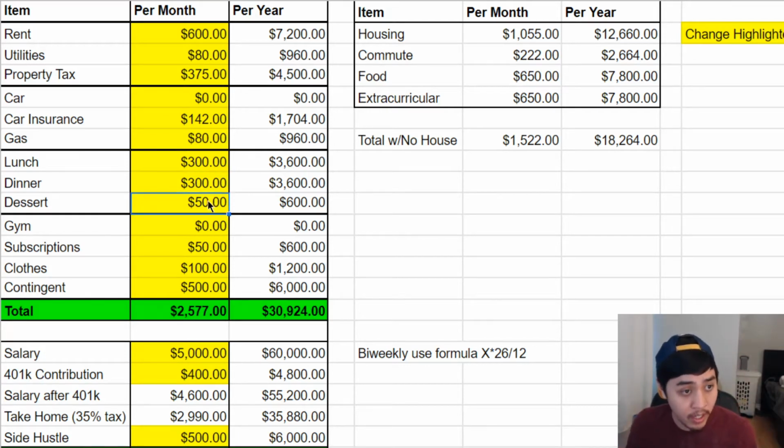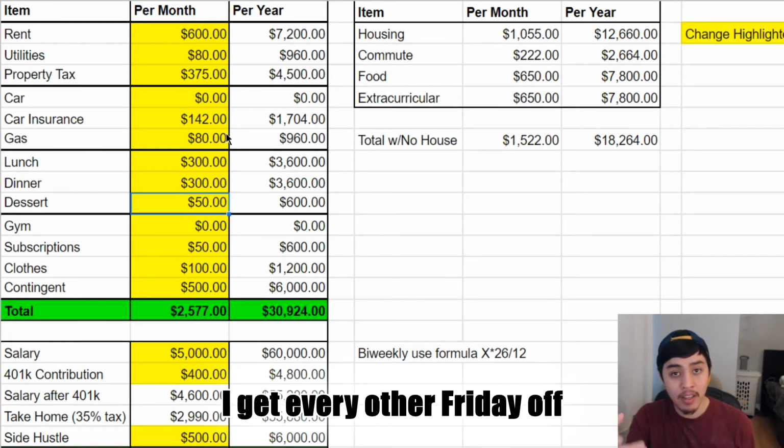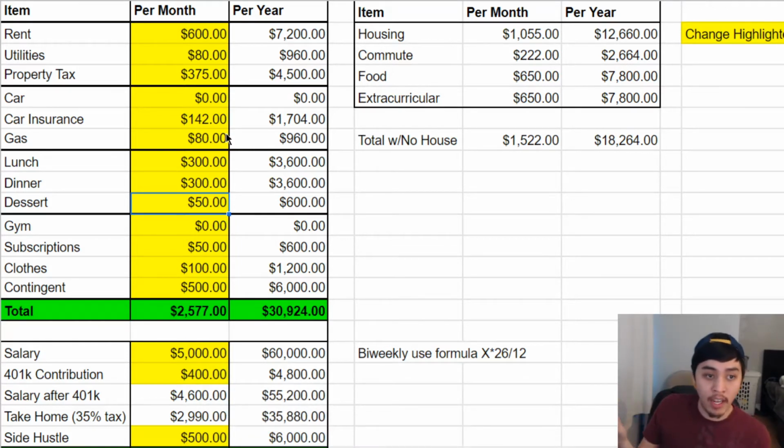And then for dessert, I put $5 because the boba is usually $5. The way I calculated this was that there's 10 weekends for me in a month, so I put 10 times 5, so it's 50. Some of you don't eat dessert every day, so you can make that 0. So that's $50 you can save a month. So that's it for food. We'll move on to extracurriculars.